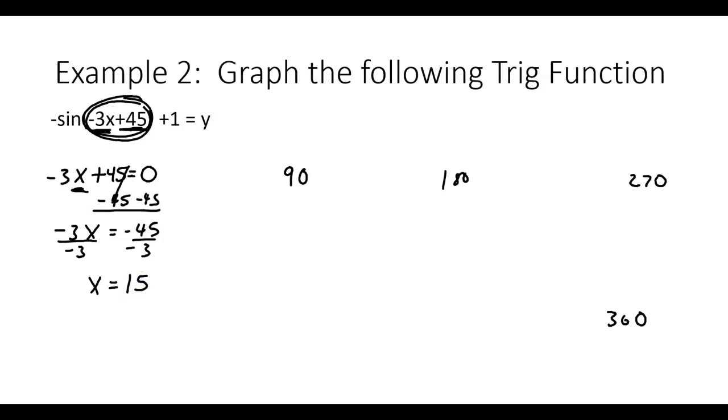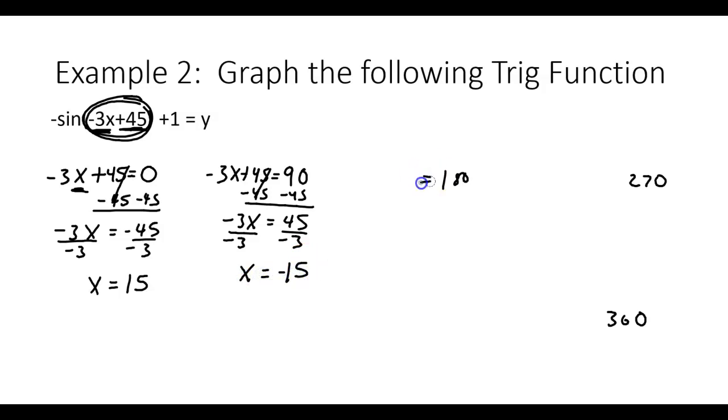Let's go ahead and do the next one. We're going to set negative 3x plus 45 equal to that also. So let's minus 45, and divide by negative 3. Negative 15. And just keep that process up.